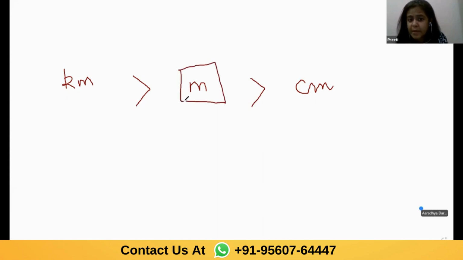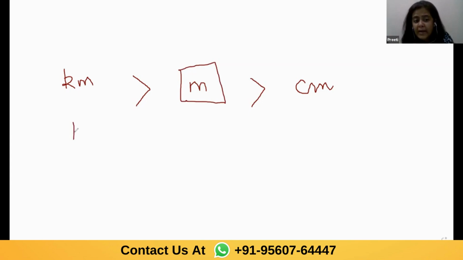Kilometer is bigger than meter, but centimeter is smaller than meter. So kilometer is bigger, then comes meter, and then comes centimeter. From big to small, they are in this order. Why am I comparing it with meter? Because meter is my basic unit.